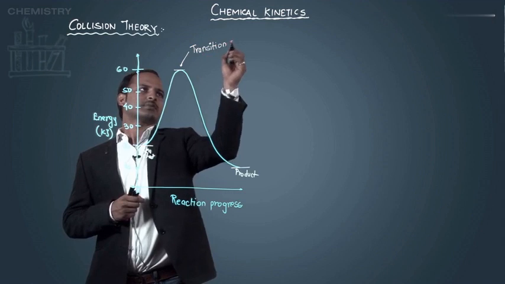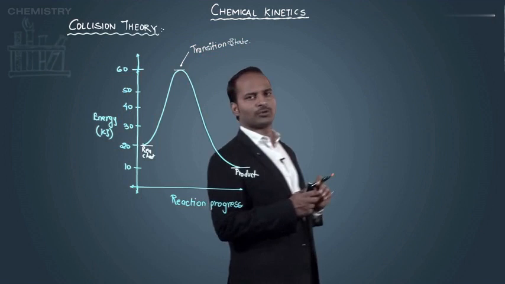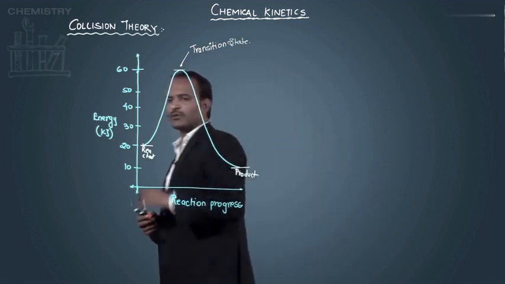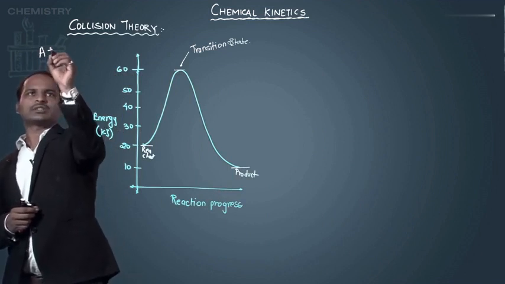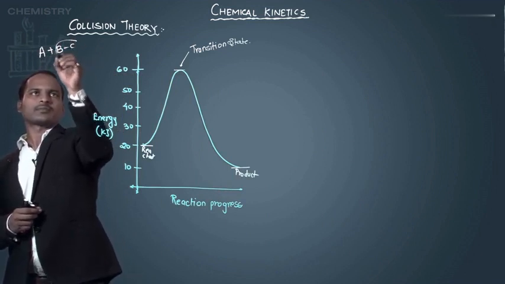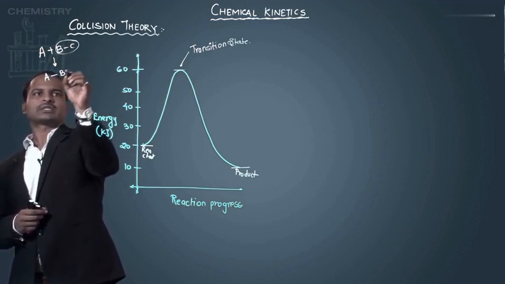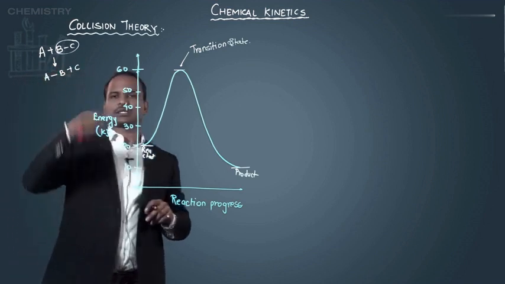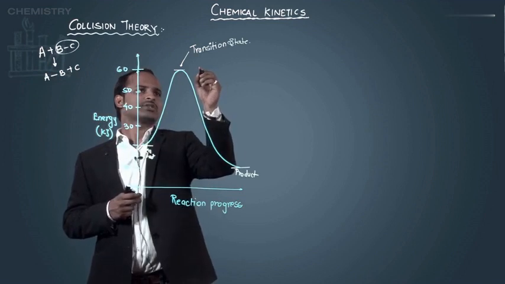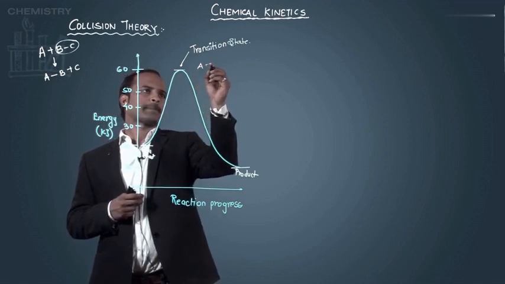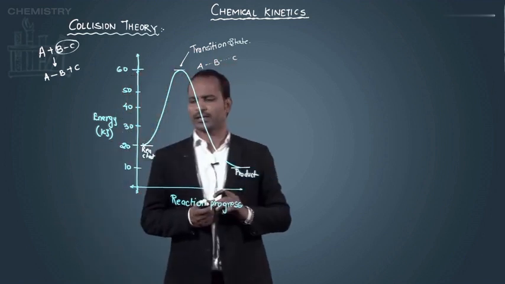Transition state, where partially the bonds are broken and partially the new bonds are formed. So for the previous example, we considered A plus BC giving AB plus C. In this, A and BC are the reactants. This is the transition state of the reaction, A, B and C, which has the highest energy in the reaction.